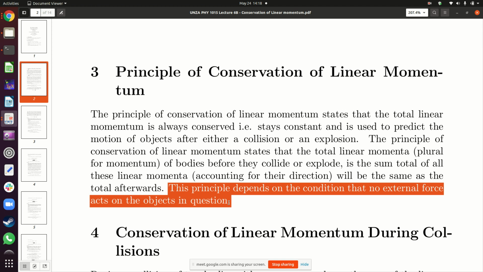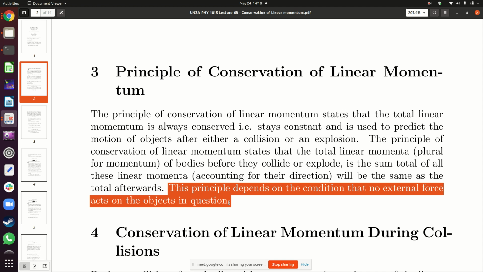What does an external force do? An external force is going to change the velocity of objects. So there should be no resultant force acting on these particular objects. The objects involved in the collision should have the same velocity. How can an object have the same velocity? Either the object is at rest or the object is moving at constant velocity.